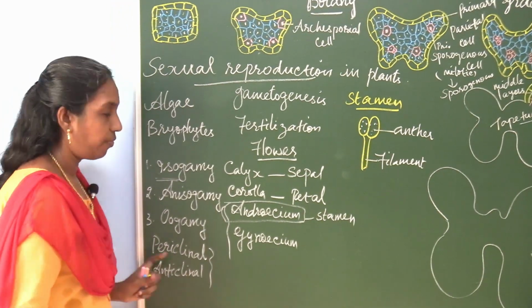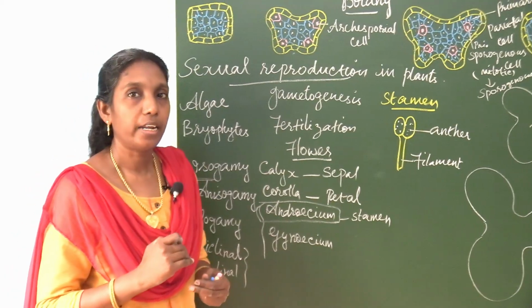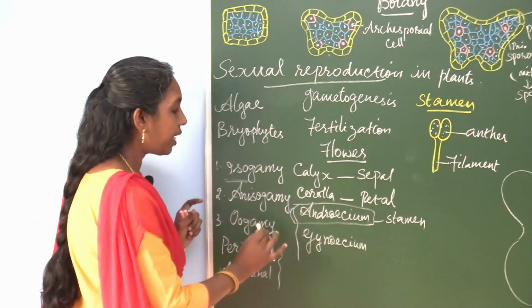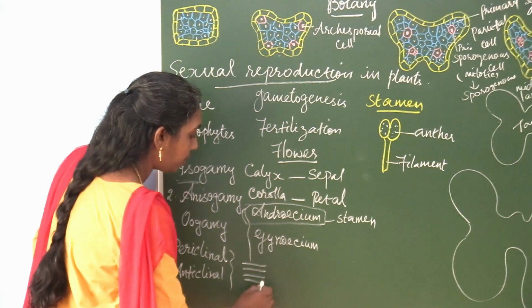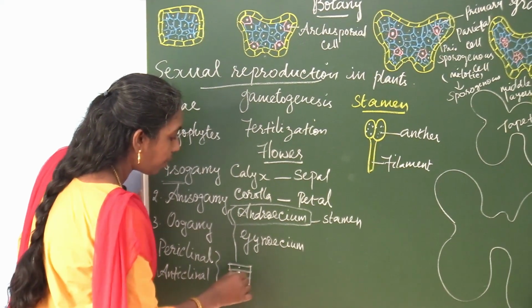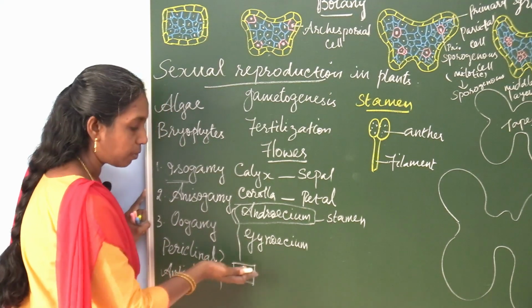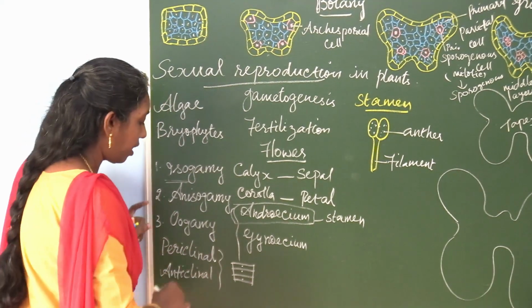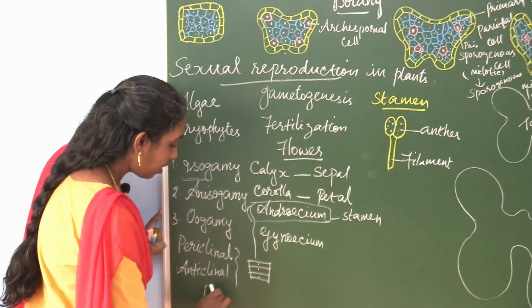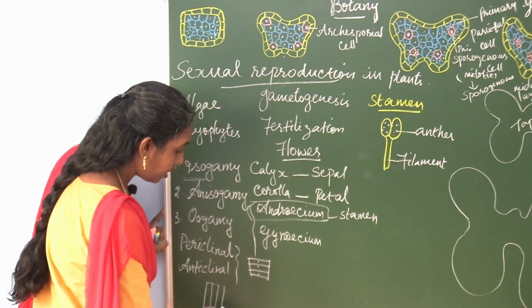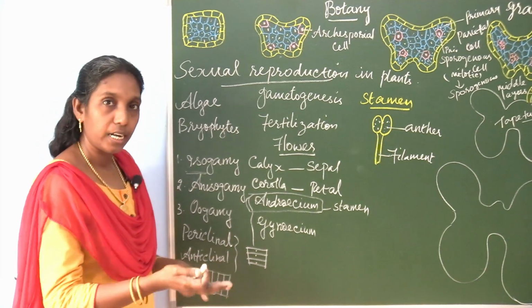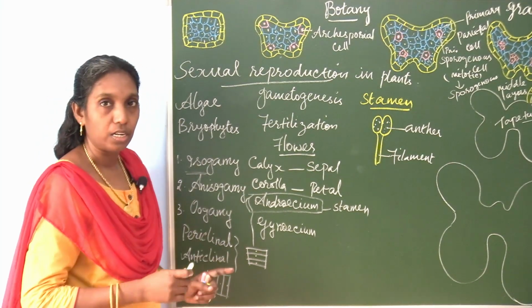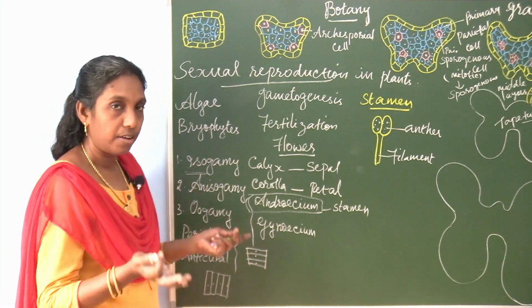There are two types of division, periclinal and anticlinal. What is the difference? The periclinal division is parallel to the surface of the tissue. So, these cells divide in parallel, like this, parallel to the tissue: periclinal. But anticlinal, it divides like this, anticlinal division. So, this is periclinal division, this is anticlinal division. These are the two directions in which the cells divide.